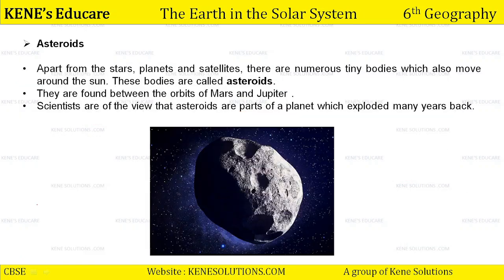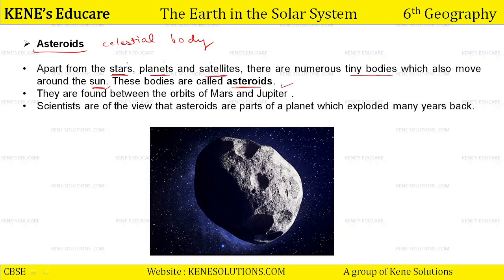Okay, all right, chalo ab dekhte hain what are asteroids. Okay, this is the next topic we have to cover. So asteroid, to jaise planets hote hain, stars hote hain, satellites hoti hain, I mean natural satellites, waise asteroids are also a celestial body. Okay, they are also present in the universe. Apart from stars, planets and satellites, there are numerous tiny bodies which also move around the sun. These bodies are called asteroids.